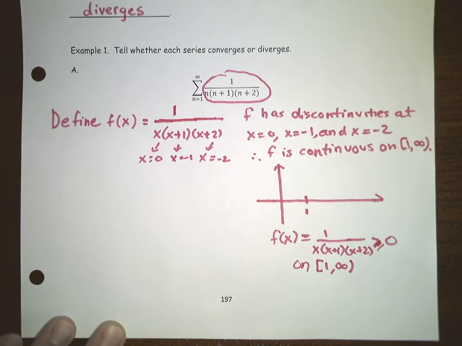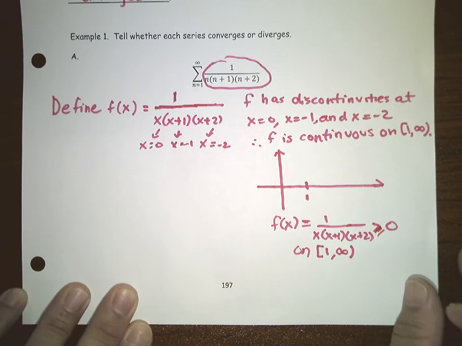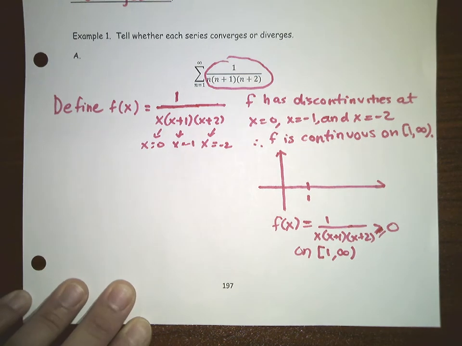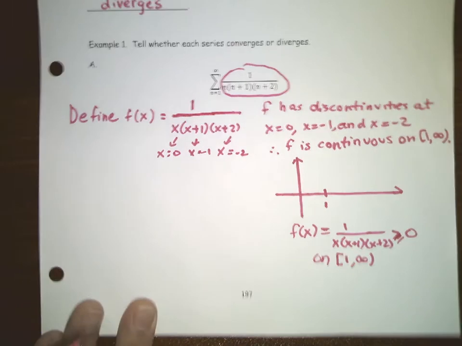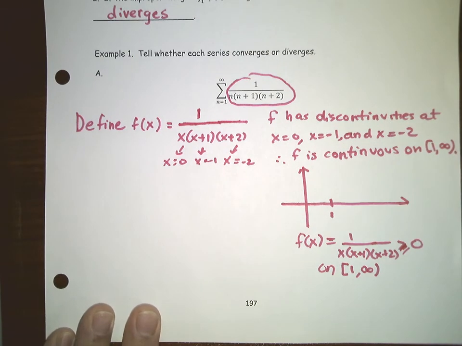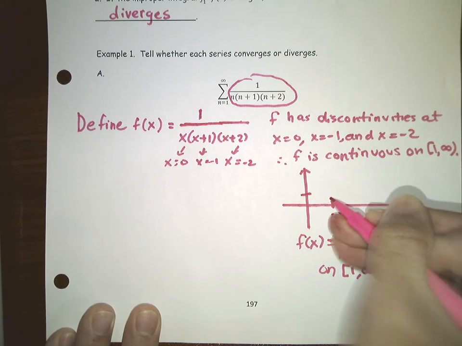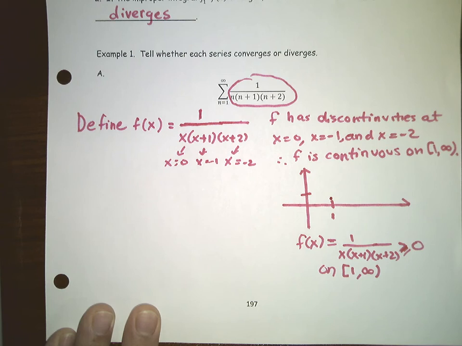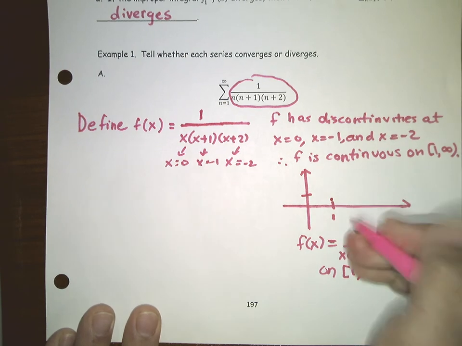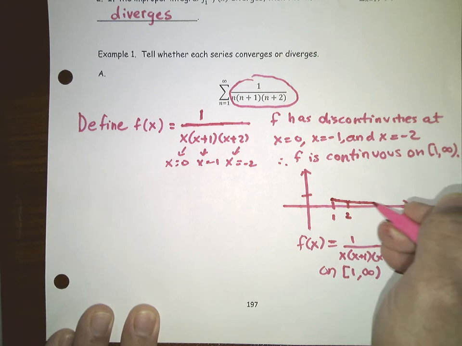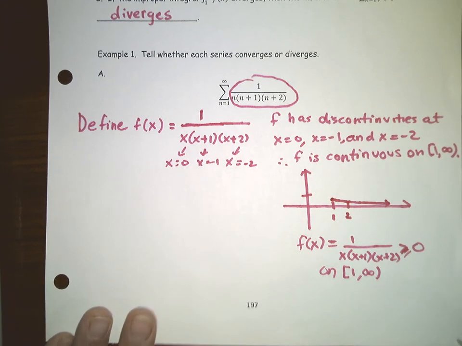And then I just need to make sure that it is indeed decreasing. Generally, to make sure that it would be decreasing, I would verify that the derivative is less than 0, but let's just look at a graph of this for a moment. I'm going to substitute a whole bunch of numbers so that you can see what this would look like. If I substitute in 1, I get 1/6, and at 2, I get 1/24. So the function looks like this on the interval from 1 to infinity.